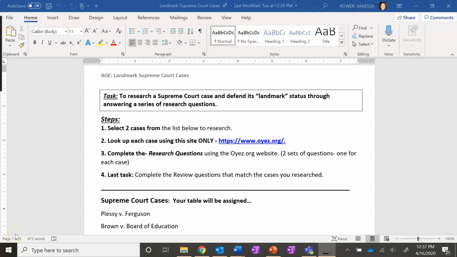Hello, everybody. I'm going to walk you through quickly how you will be completing this particular assignment on landmark Supreme Court cases. I think for most of you it may be self-explanatory, but there's some language that's a little new to you. So I want to show you how to use the website and then how you would fill in the information on this particular assignment that's loaded into Canvas.